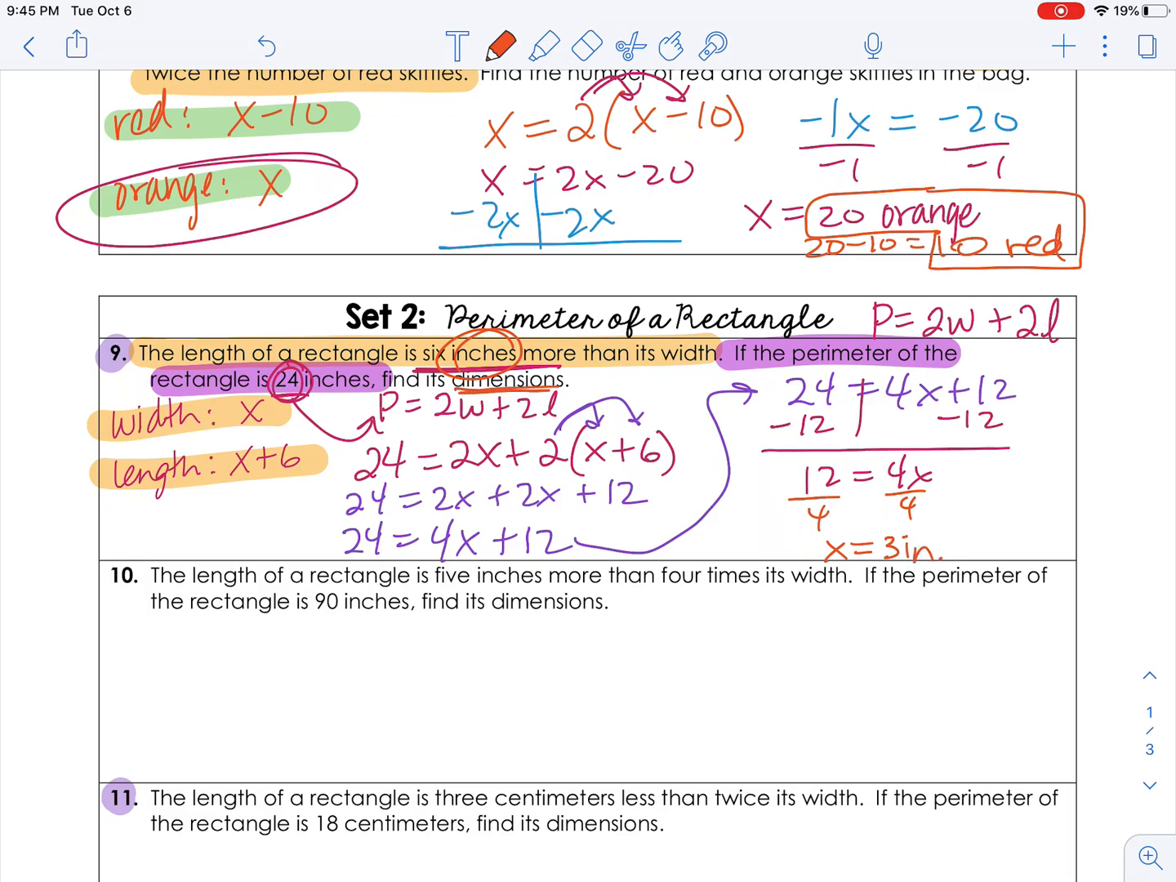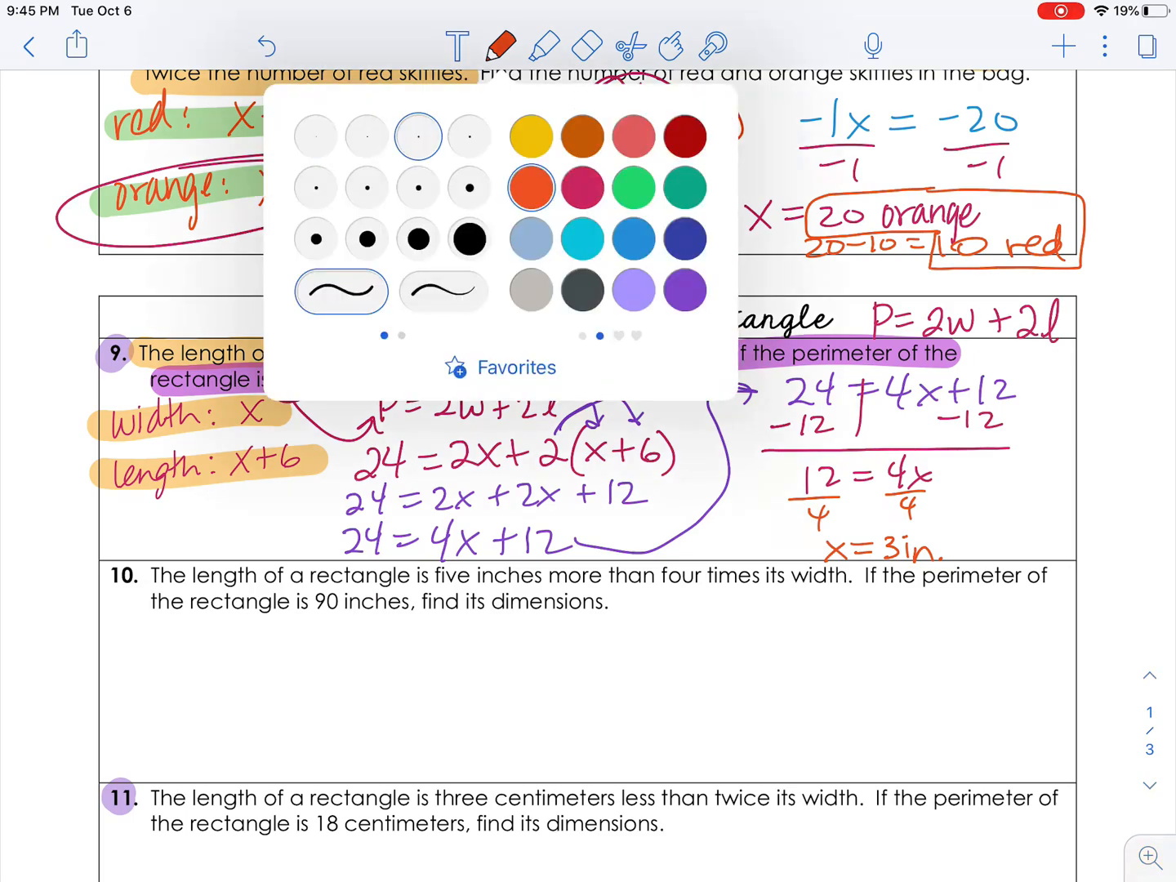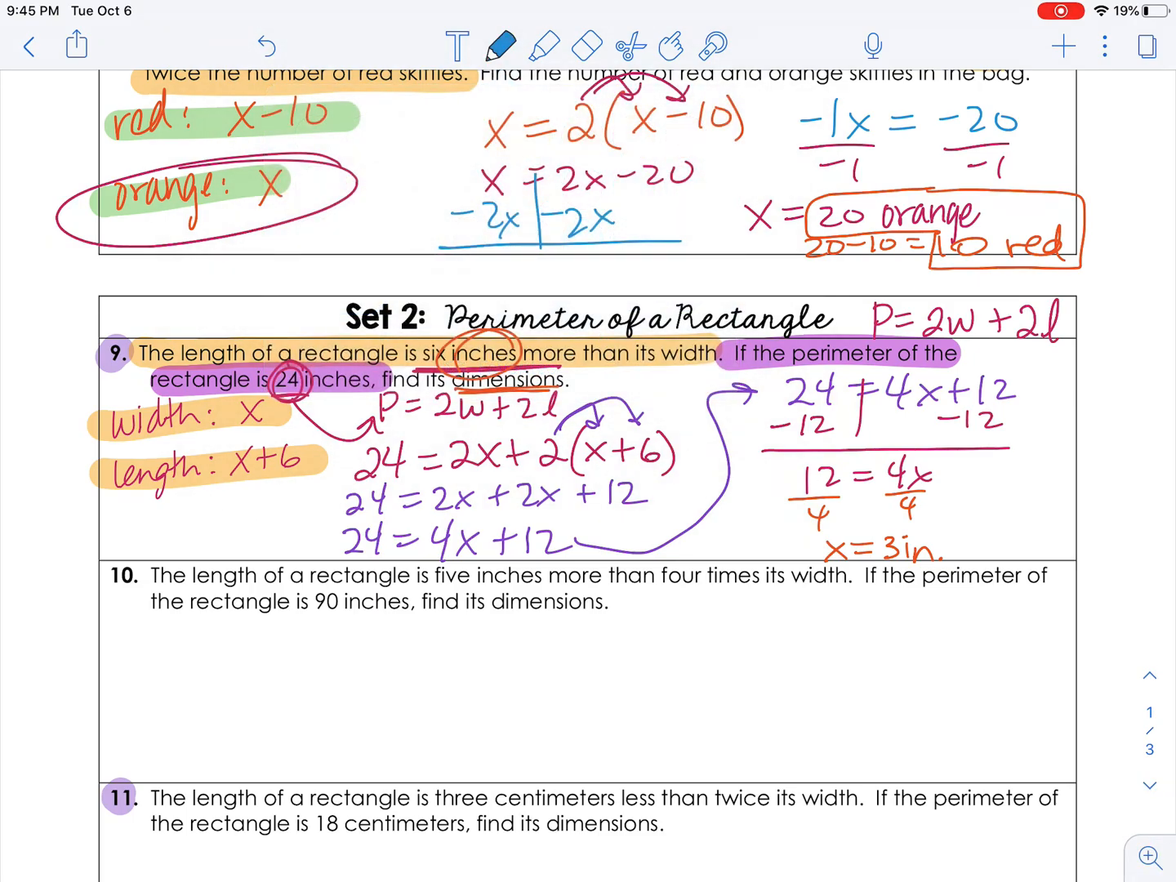But we need both dimensions. Right now, I just have x, so I need to go back and look at my original definition for the variables. I know x is the width, so I know the width is 3 inches. To get the length, I need to add 6 to the width. So I take 3 and add 6, and I get 9 inches. So the dimensions for this rectangle are 3 inches by 9 inches.